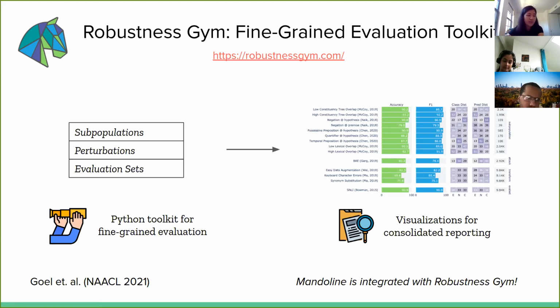What's nice about this is that the subpopulations specified in the Robustness Gym framework plug in nicely with Mandoline. We integrated the Mandoline code and the evaluation under distribution shift into this framework, which is available at the above URL.